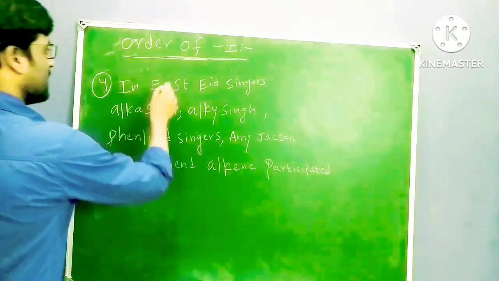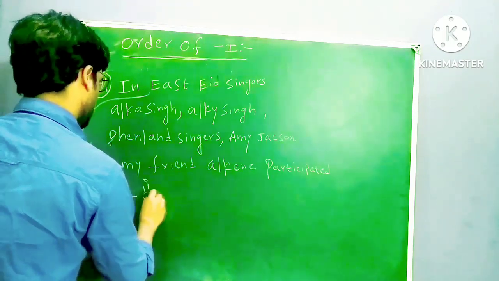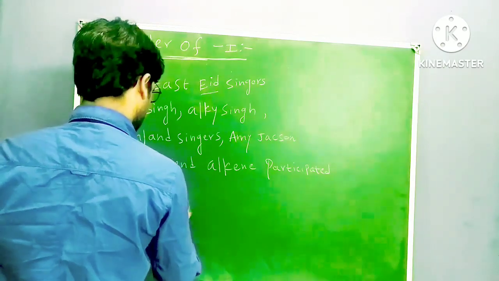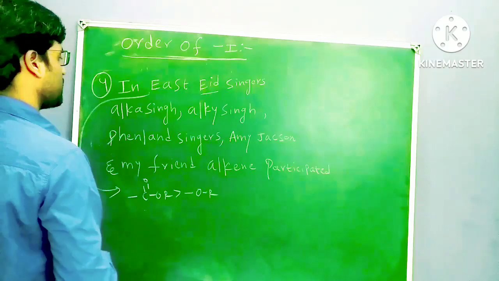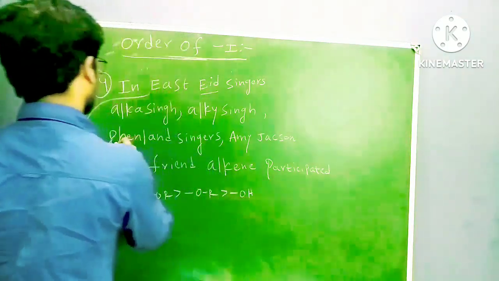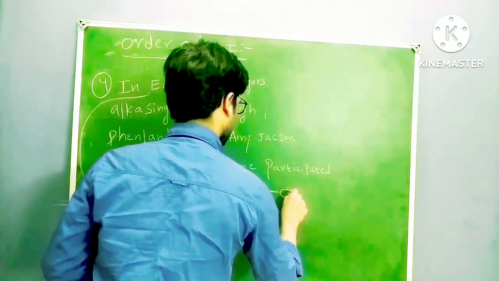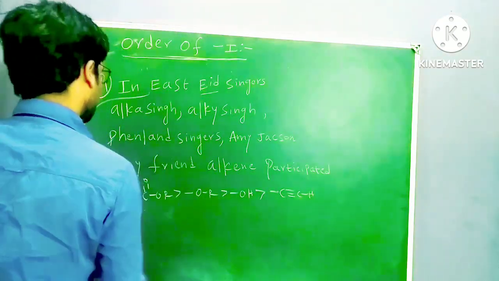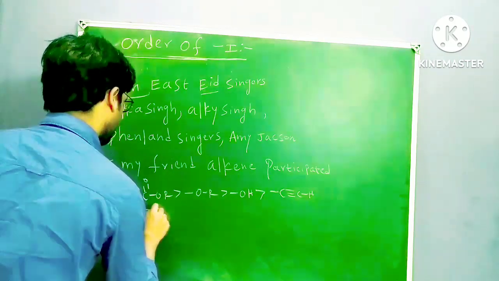What is this? East means ester, COOR, ester. Eid means ether, that is OR, ROR group, ether. Alka Singh means alcohol, Alki Singh, alkyne. Finland, that means PH, phenyl group.